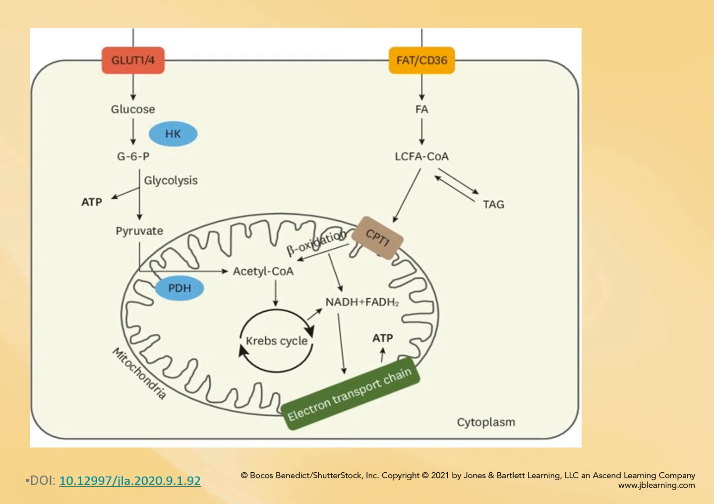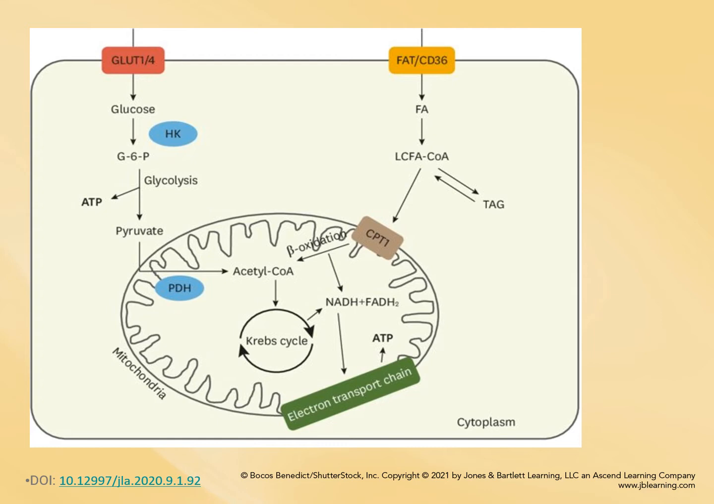The end result of glycolysis is ATP and pyruvate. Pyruvate can enter the mitochondria, or it can be reduced to lactate and acetyl-CoA, which enters the mitochondria. From that point, acetyl-CoA is now a substrate for the TCA or Krebs cycle.